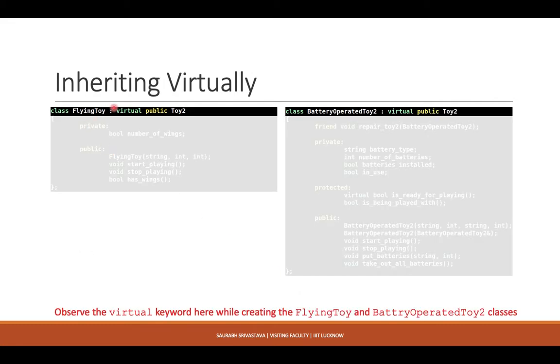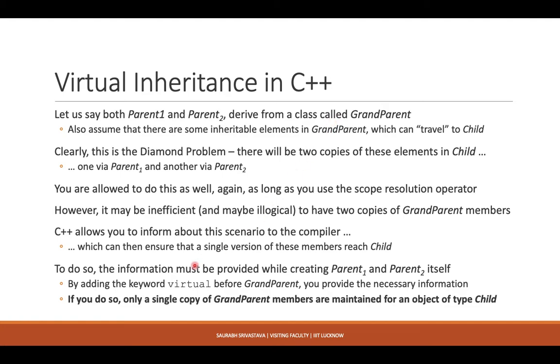So this flying toy class and the battery operated toy 2 class, they both have this virtual keyword before public toy 2 and public toy 2. So this means that toy 2 is now being virtually inherited by these two classes, flying toy and battery operated toy, and you've already seen that these two classes were the ones that were being inherited by plain toy. So if you do so, if you inherit any classes virtually when you create a child, the members from grandparent are only maintained once, right? So only one copy of the members coming from the grandparent are maintained in the child.